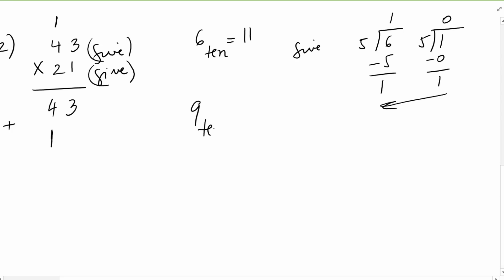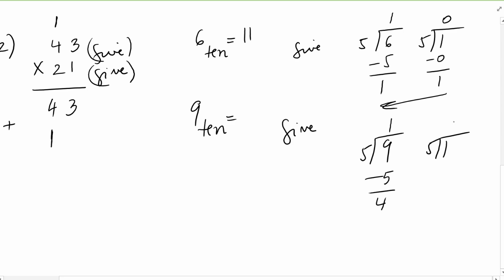So 9 in base 10, we want to change it into base 5. So 9 divided by 5, it's 1. 1 times 5, it's 5. Subtract, 4. 1 divided by 5, it's 0. Subtract, 1. So 1, 4. And we put 1, 4 here.